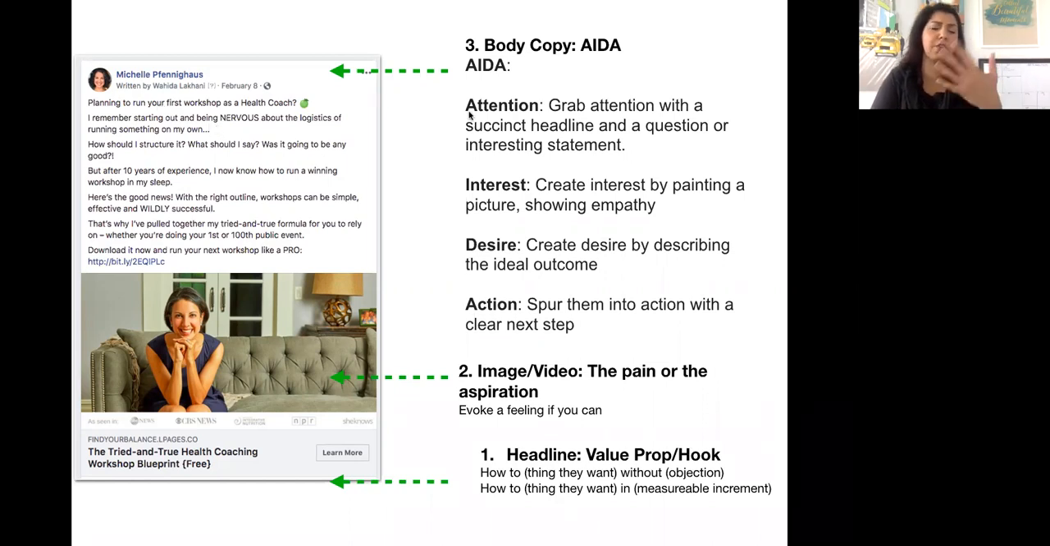So here, and I'll go over this quickly because y'all are copywriters. I don't need to teach you this stuff. But then we show interest by showing empathy. We paint a picture of sort of her struggle. We create desire by showing the ideal outcome, and then we spur them on to action, right? So what's the clear next step? Download your blueprint. That's basically the format of 99% of ads that you see out there because it works. So that's what that looks like.